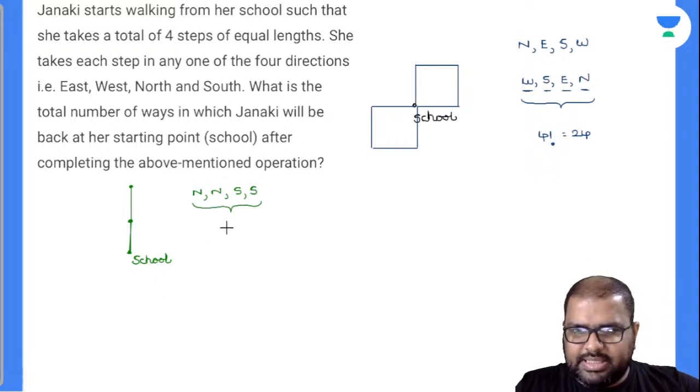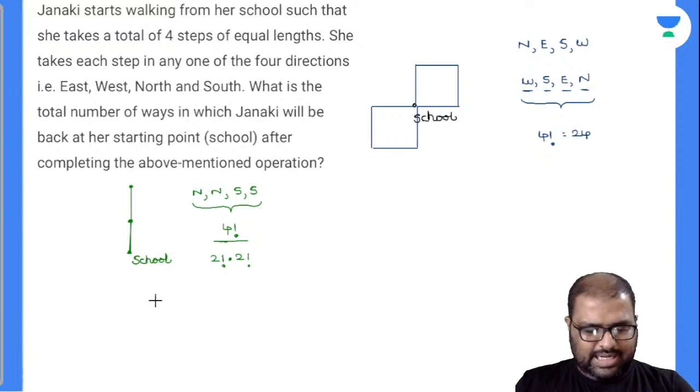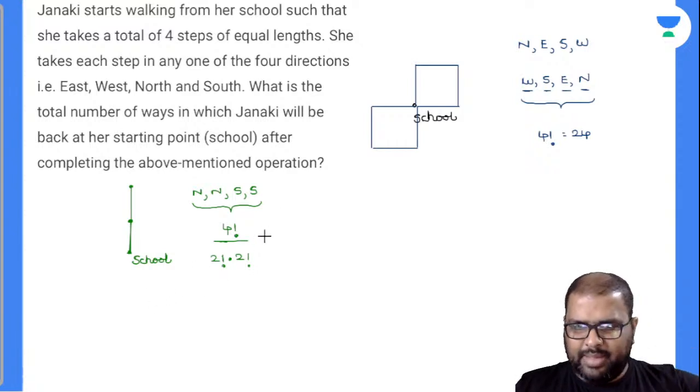But there are duplicities, so my answer will be 4 factorial, and the duplicities must be eliminated now: 2 factorial into 2 factorial. So my answer will be NNSS, SSNN, NSNS, SNSN. Only 4. Am I right or wrong? So 6 I will get. Am I right or wrong? Yes, not 4, 6.